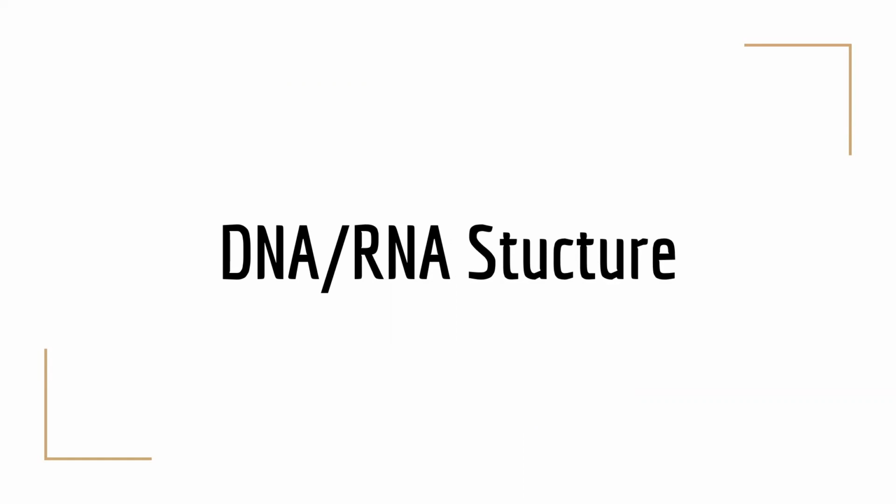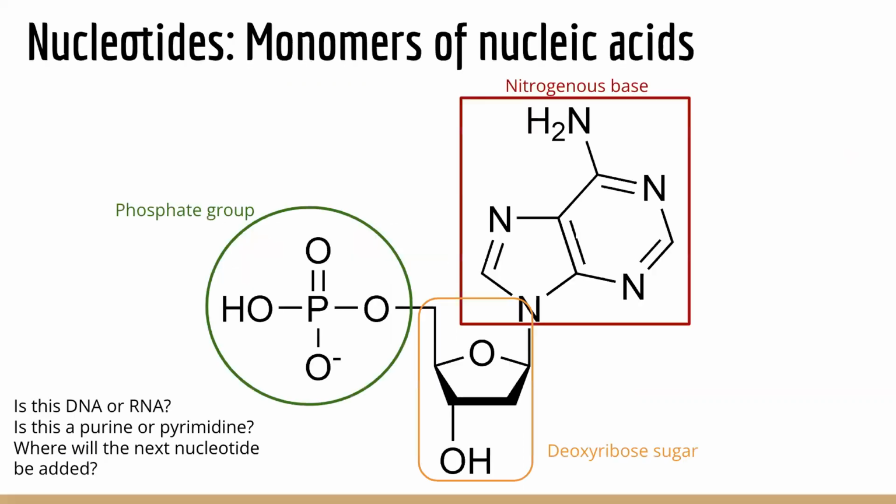All right, so we're going to go over DNA RNA structure. So DNA and RNA are types of nucleic acids, right? And the monomers for nucleic acids are nucleotides. And nucleotides are composed of 3 things: a phosphate group, a sugar group, and a nitrogenous base.